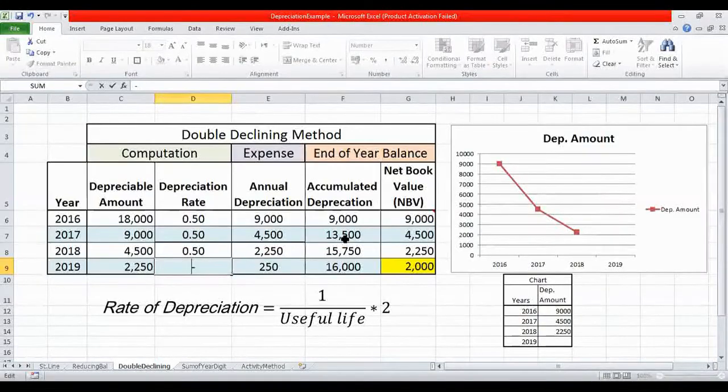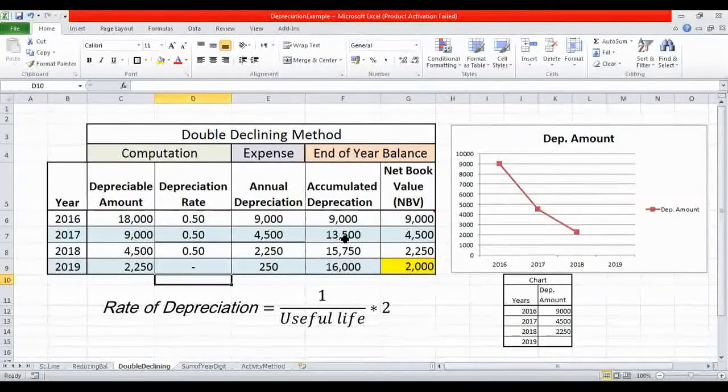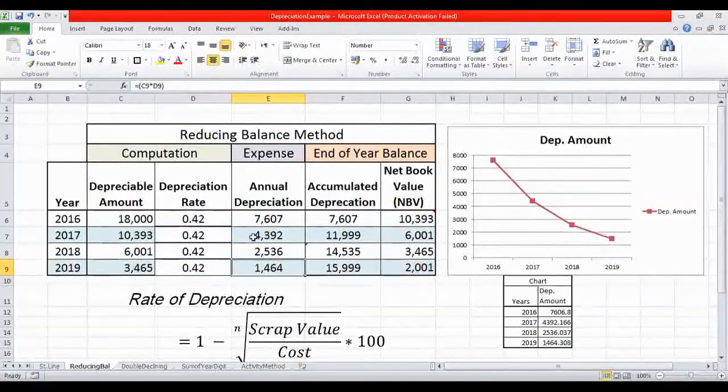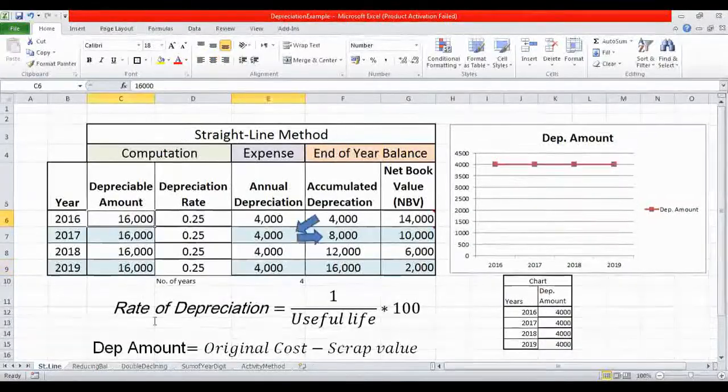I hope that you are understanding the concept. So this is the double declining method. Another way, and you can see over here in all the methods, we are calculating depreciation amounts differently. These amounts are different. You can see reducing balance method, amounts are different. You can see straight line method, amounts are different.